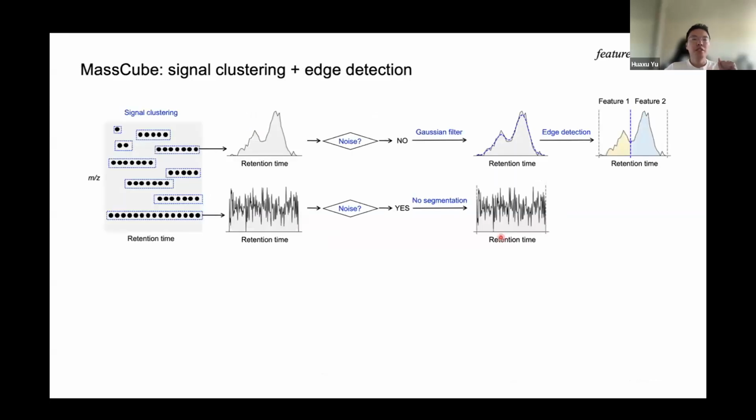metabolomics data set. So in MassCube, in brief, we have the signal clustering plus edge detection algorithm. The idea is inspired by the XCMS peak picking algorithm. It first tries to group the signals that showed up in consecutive MS1 scans. Okay. And then we do edge detection to segment this feature. And also there is a noise recognition algorithm. So if it's a background noise, then don't cut it anymore. I found many software did report a background noise as maybe 20 different features.